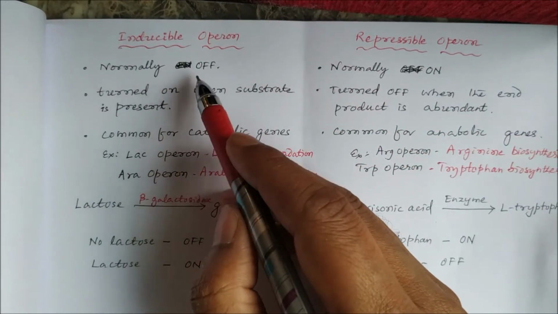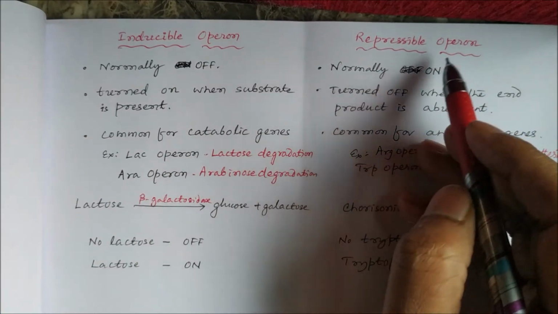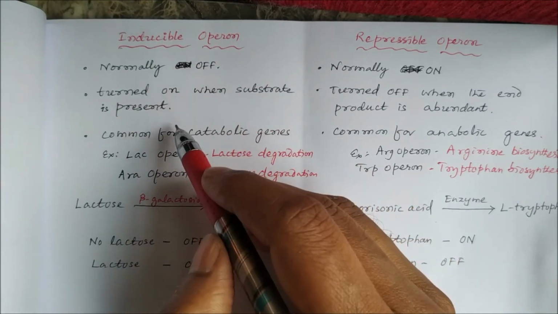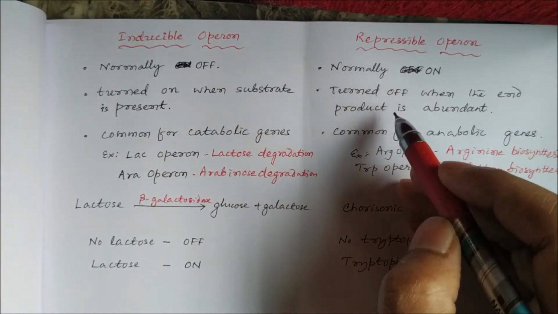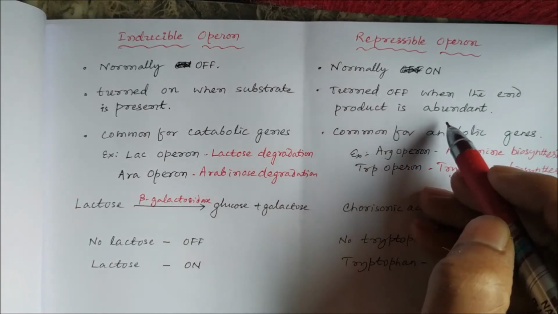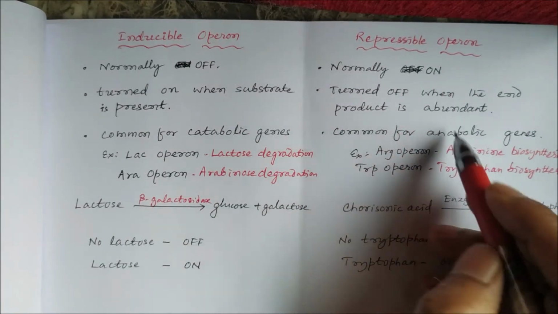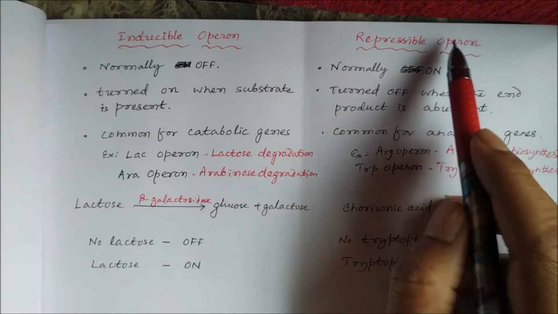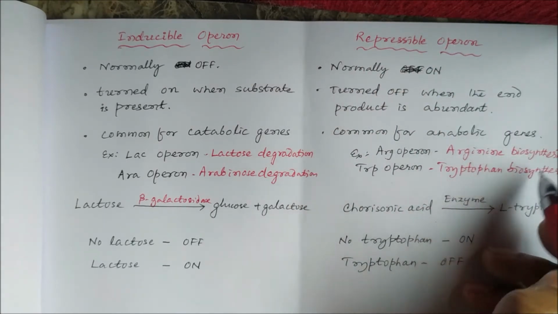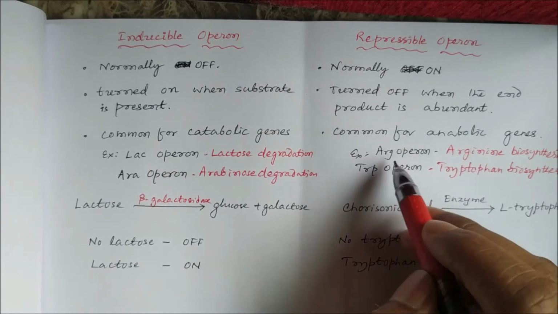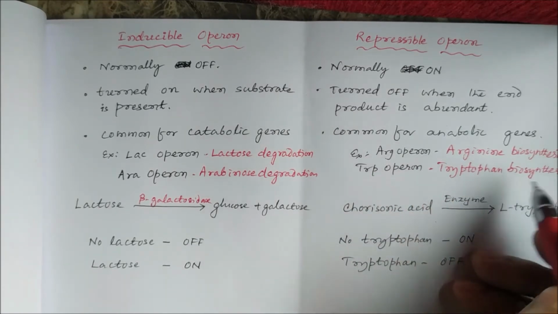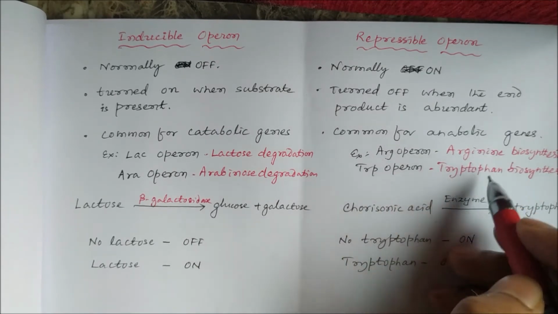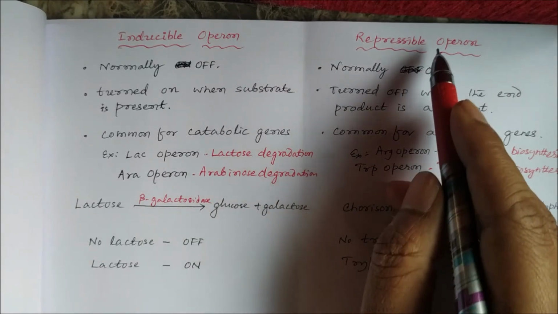Inducible operon is normally off and repressible operon is normally on. Inducible operon is on when substrate is present, and repressible operon is off when the end product is abundant. So here there will be biosynthesis. This repressible operon contains anabolic genes. For example, arginine biosynthesis, the operon is ARG operon. Tryptophan biosynthesis, the operon is TRP operon. When there is sufficient arginine or tryptophan, that will turn off this operon.